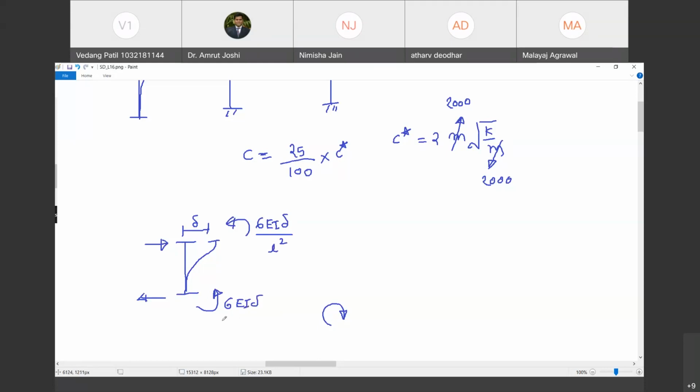Right? Yes. I had told you a trick: knowing these two moments, how do you find out this reaction? You have to add these two moments, that is 12 EI delta upon L square, and divide it once more by L. So these two forces become 12 EI delta upon L cube, I'm sorry.